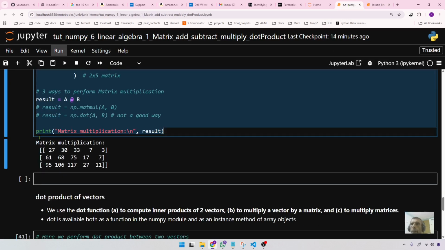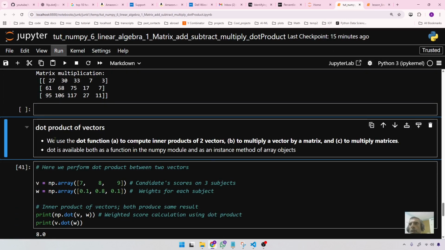Okay, dot product now. We use the dot product function for three different things. Number one, to compute the inner product of two vectors. If you remember from your high school math, sometimes you had to do the inner product of two vectors. Number two, you can use dot product to multiply a vector by a matrix. And number three, you can use it to multiply two matrices.